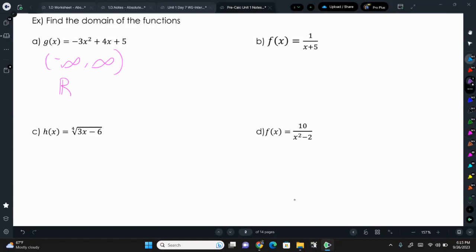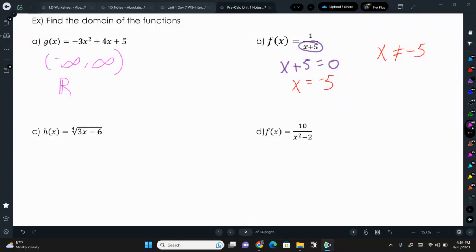Example B, f of x equals 1 over x plus 5. Well, we can't have the denominator equal to 0. So you don't always have to write it out like this. For simple ones like this one, where we can see what makes the denominator 0, negative 5 does. So our domain is that x cannot equal negative 5.